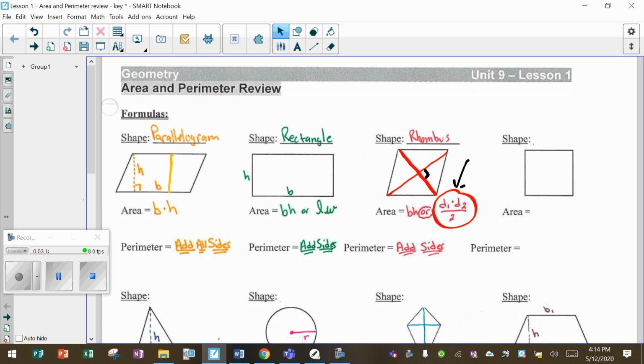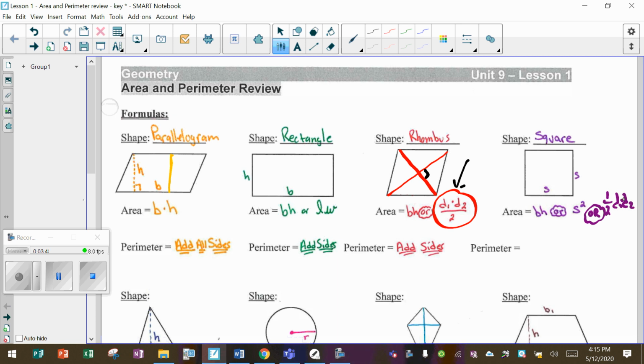Our square is a rectangle as well as a rhombus, so we can do base times height, or we can do side times side. But we can also do half the product of the diagonals, just like we did for the rhombus. So another third formula here for our square, 1/2 the product of the diagonals. So we can write it as diagonal 1 times diagonal 2 divided by 2, or we have a little more space up here, 1/2 the product of the diagonals. How do we find the perimeter of the square? Straight sides, add them up.